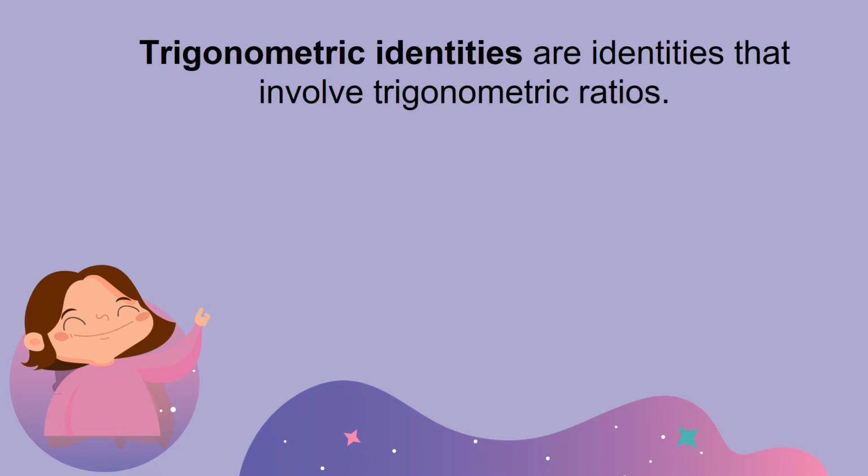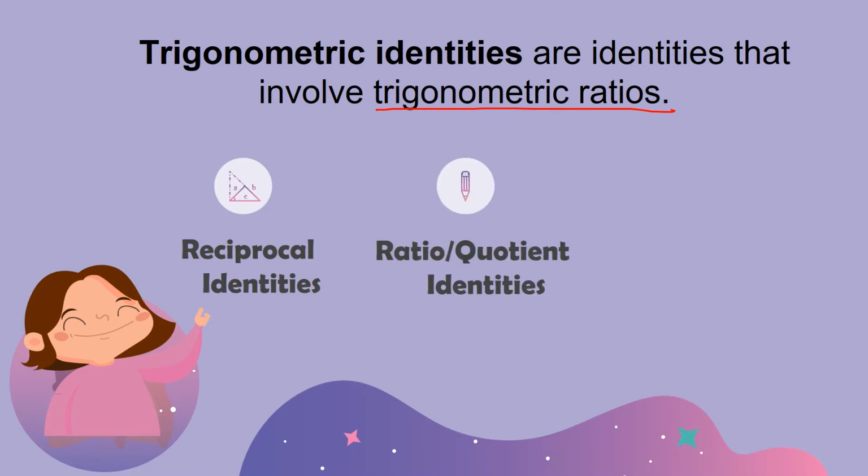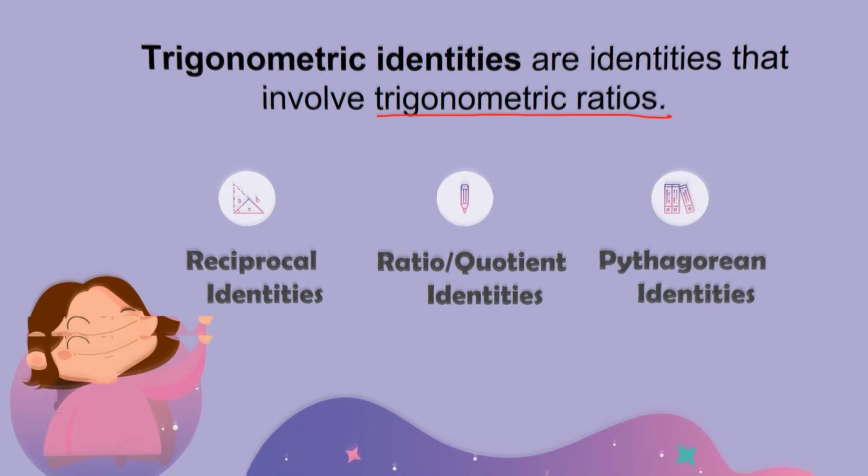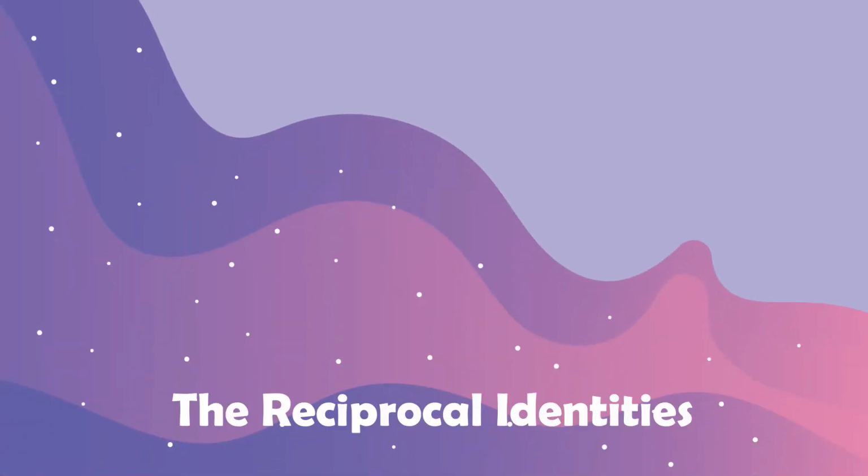First off, when we say trigonometric identities, simple lang, trigonometric identities kasi may trig ratios na involved. Ganun lang. Kaya natin siya tinawag na trigonometric identities kasi may trig ratios na involved. And yung sinasabi natin kanina na fundamental trigonometric identities, yun ang ating focus. Meron tayong tatlong klase ng fundamental trigonometric identities. We have reciprocal identities, we have ratio or quotient identities, and we have Pythagorean identities. Isa-isahin natin yan sila. Unahin natin ang reciprocal identities.